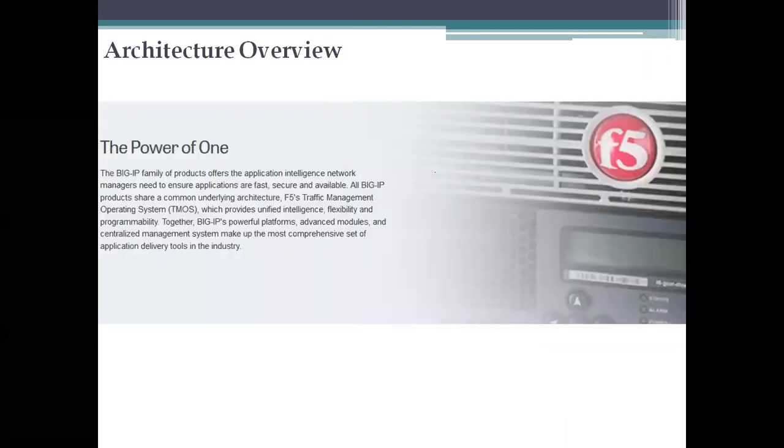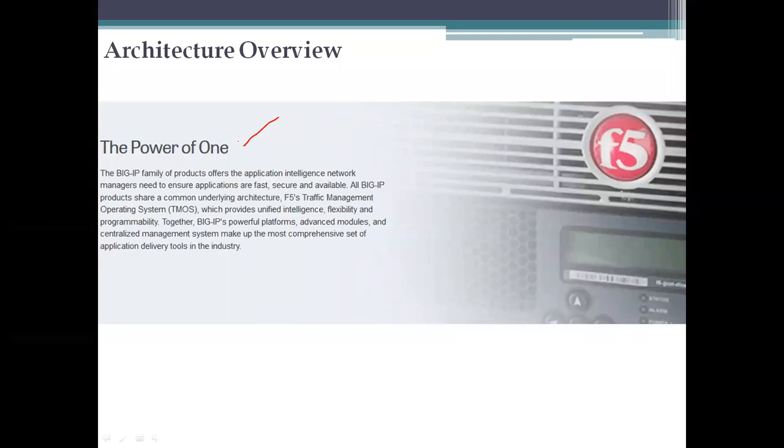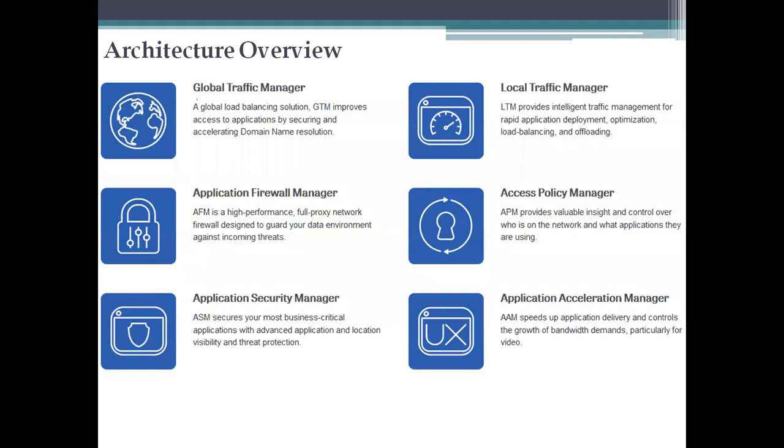So, the architecture overview. F5 is also called the power of one. Power of one means it gives application delivery control, and it has the Traffic Management Operating System, TMOS. Remember, Cisco has IOS, right? Palo Alto has PAN-OS. Now F5 uses the TMOS operating system. Remember this point.